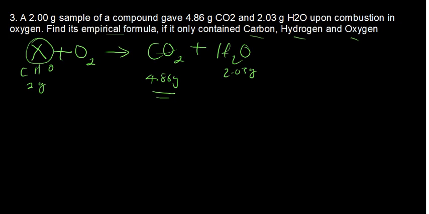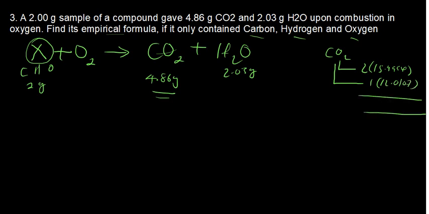So the first thing, let's find the molar masses of these substances, the carbon dioxide. So I've got 2 times 15.9994, and then carbon is 1 times 12.0107. So what mass is it going to give us? That is 2 times 15.9994 plus 12.0107. So that is giving me 44.0095.